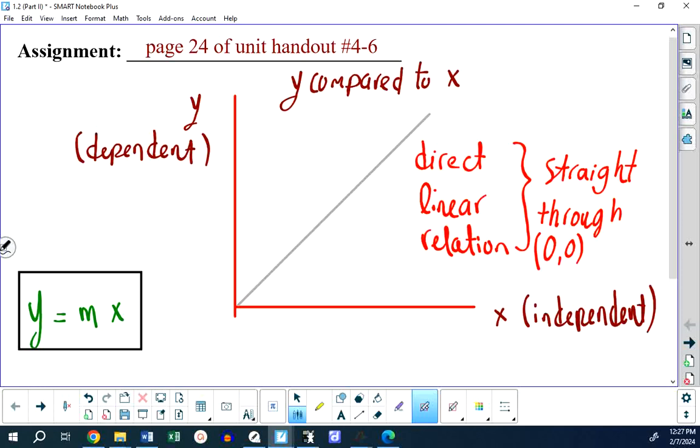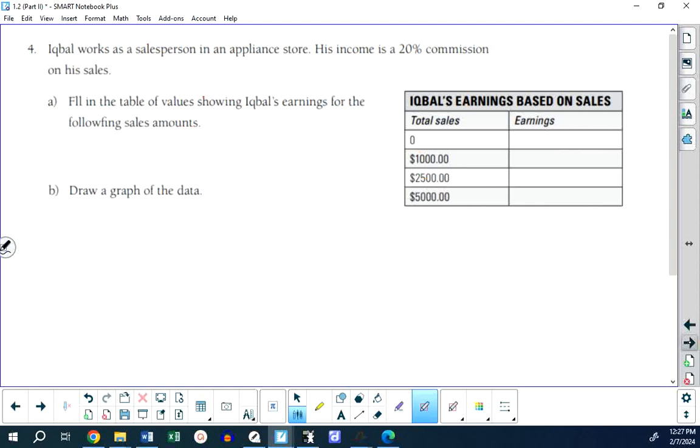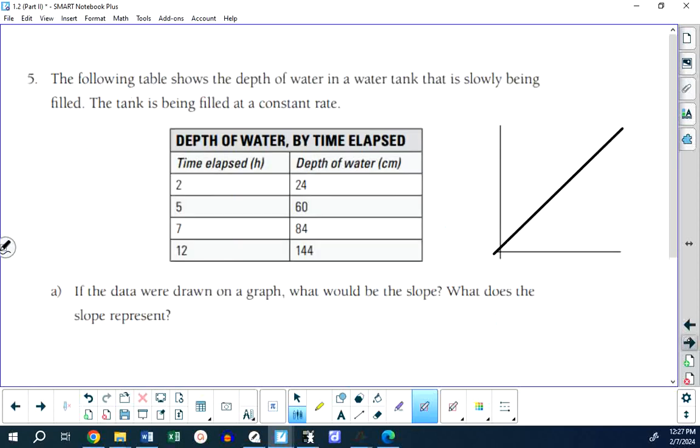So I'm not going to go through all of these. I think you pretty much finished them yesterday. But if we take a look at number 5, the following table shows the depth of water in a tank that is slowly being filled. So this is probably on page 25, I'm guessing. Okay. And it's filled at a constant rate.